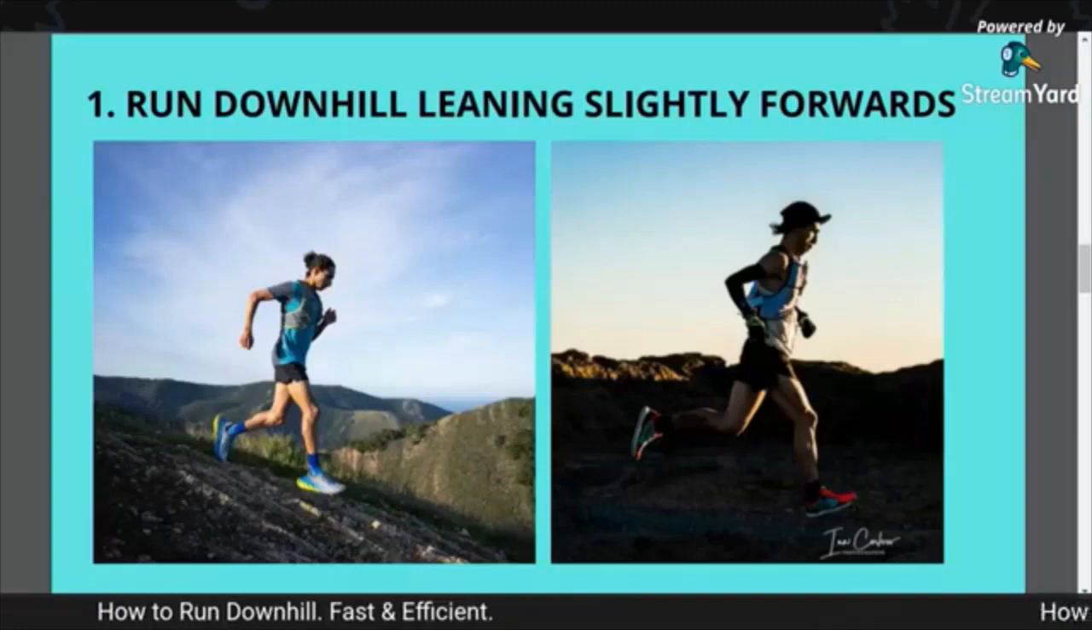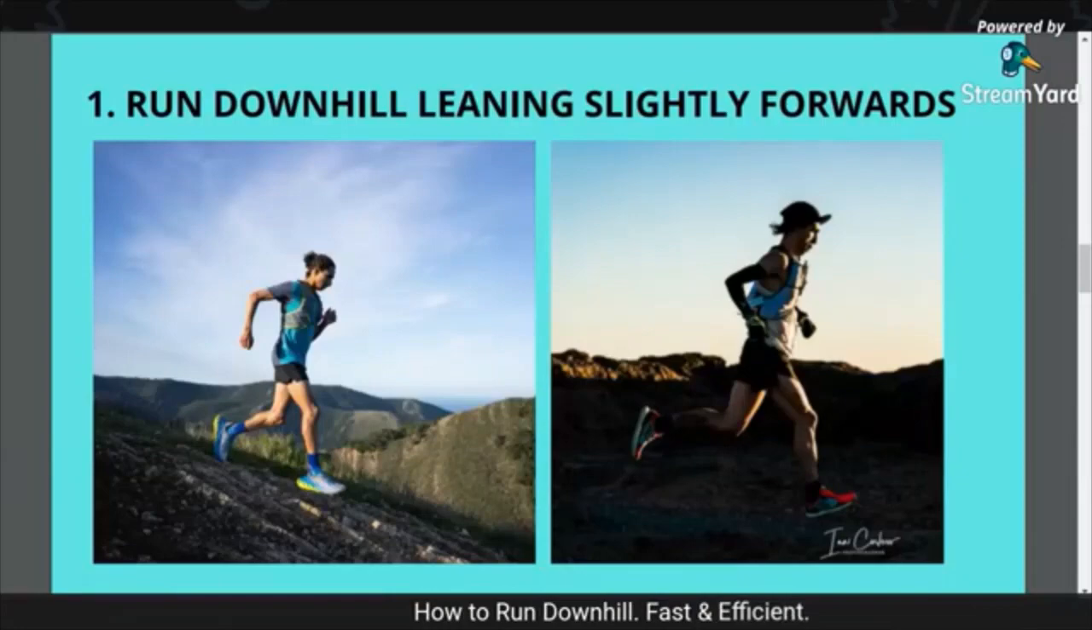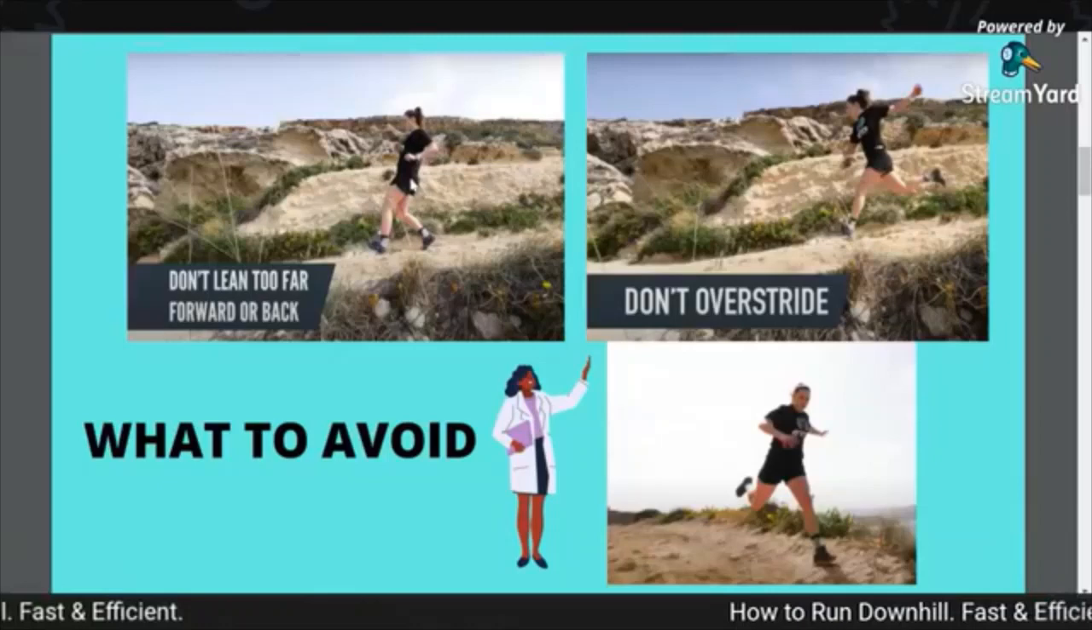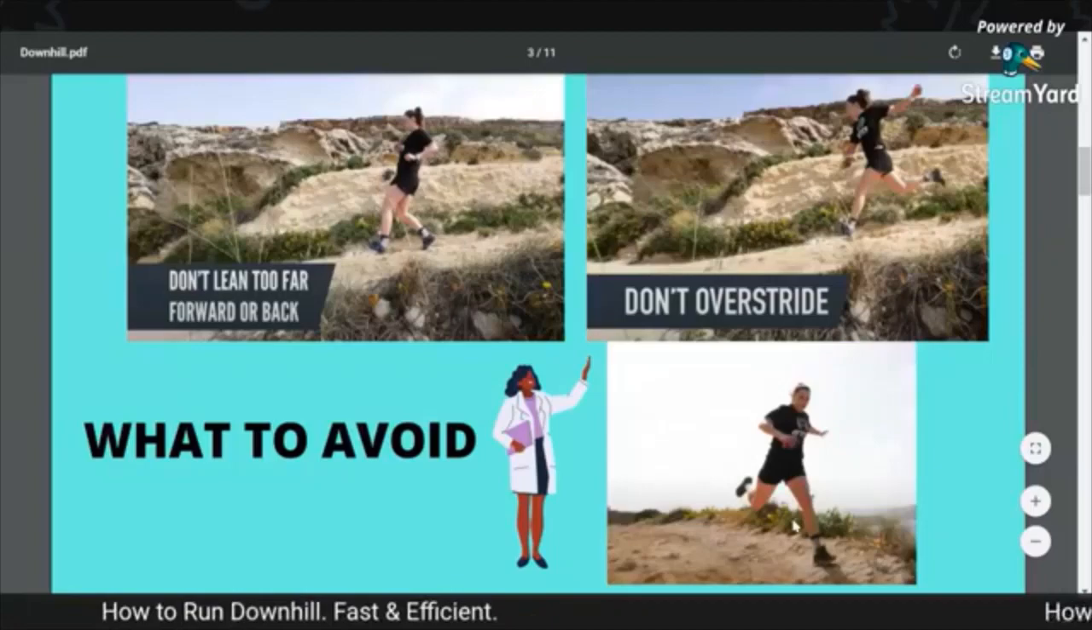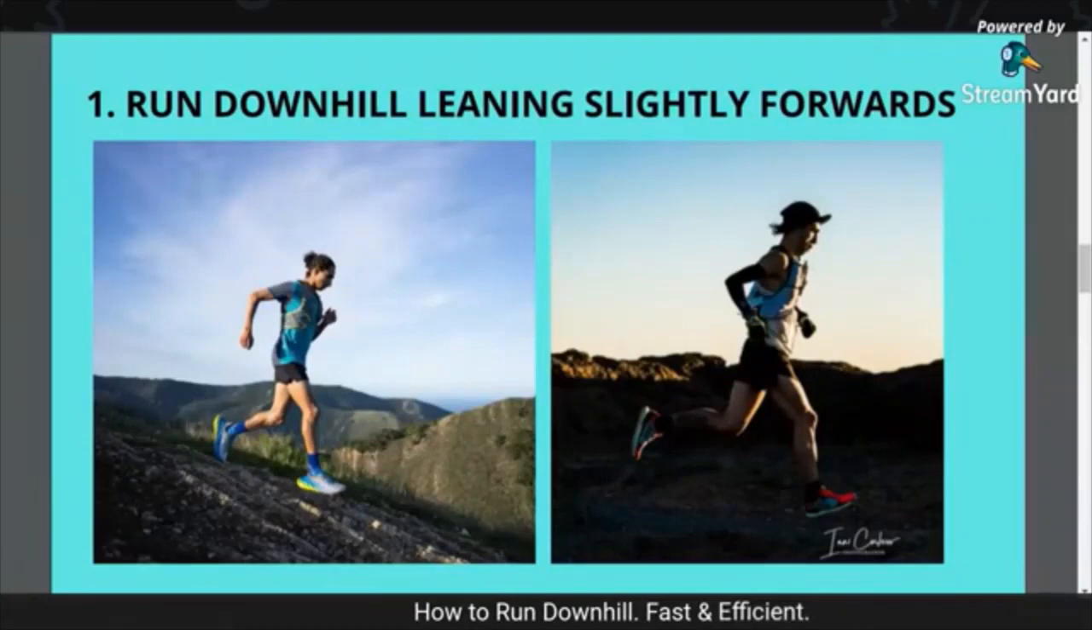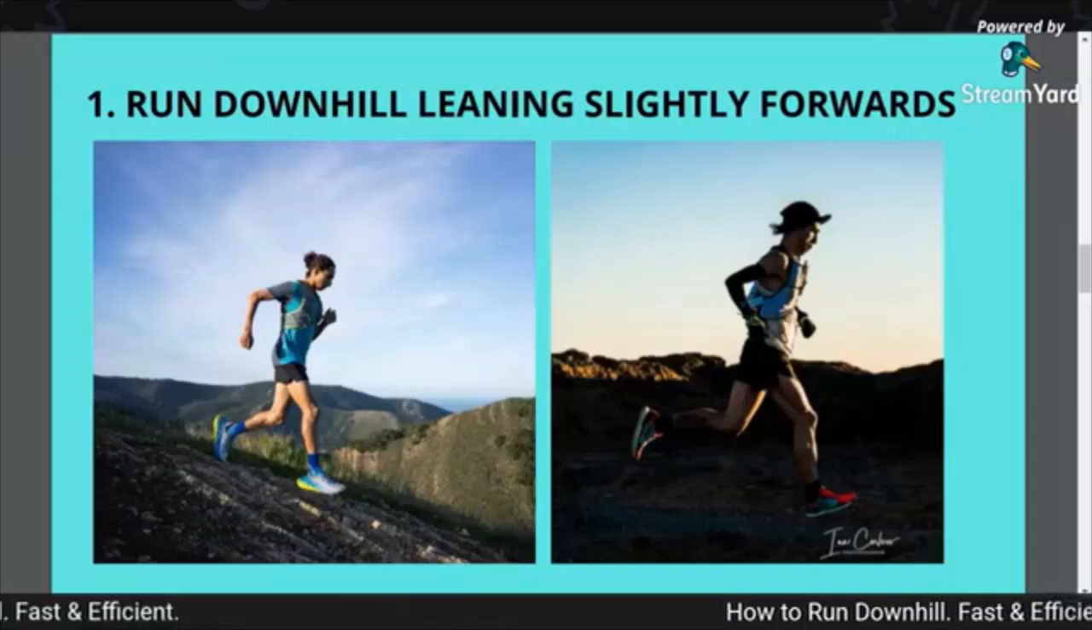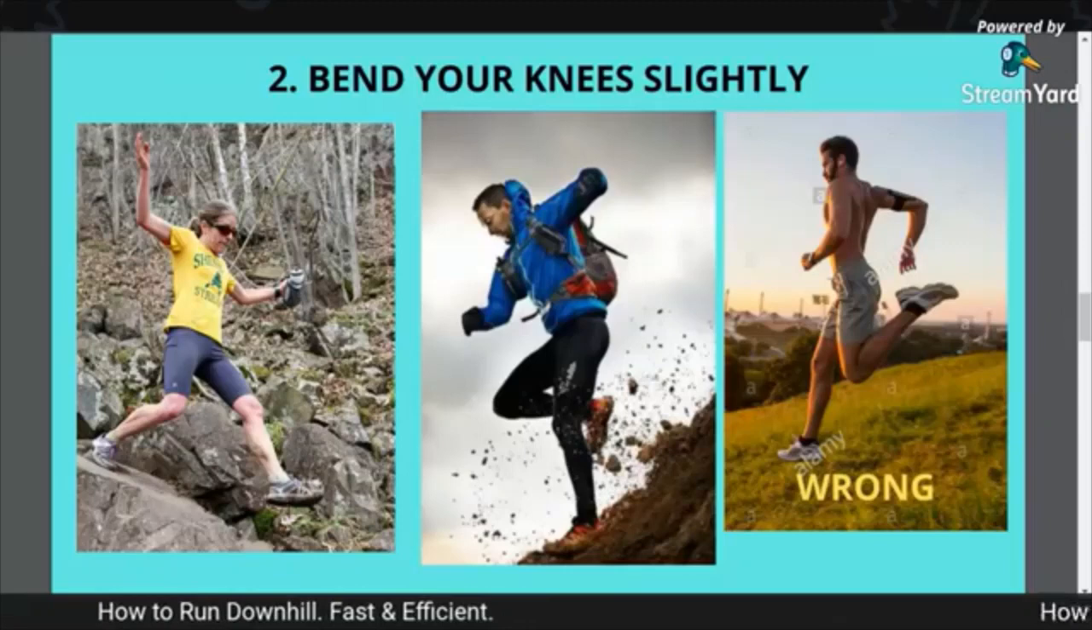They never struggle like the person I showed you before. This one is leaning too far back, this one is overstriding, and this one is leaning too much forward. This person is more comfortable, nothing wrong with them, they are doing it correctly. So this is the first tip: running downhill, lean slightly forward, not too much. Second one, bend your knees slightly.